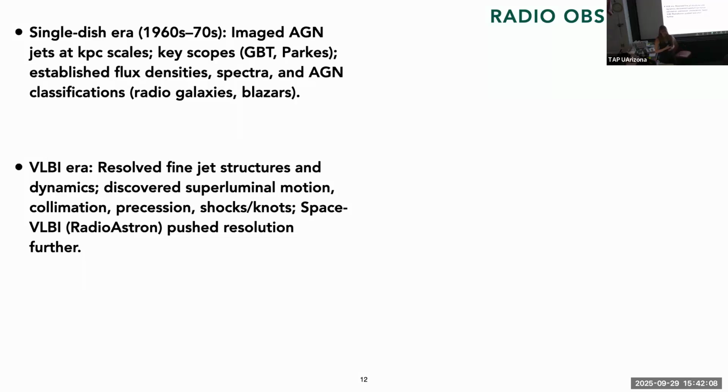So they imaged AGN jets at parsec or kiloparsec scales, and they established flux densities, spectra, and AGN classifications. And then the VLBI era, the very long baseline interferometry era, started, and they resolved fine jet structures and dynamics. They discovered features like superluminal motion, like the red knots we saw earlier in the sketch that travel throughout the jet, and they are observed at higher speeds than the speed of light as a geometrical effect, not as actually being faster than the speed of light.